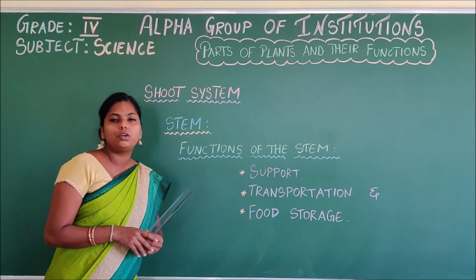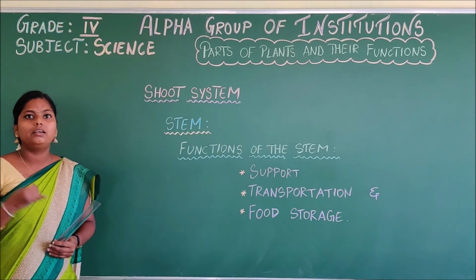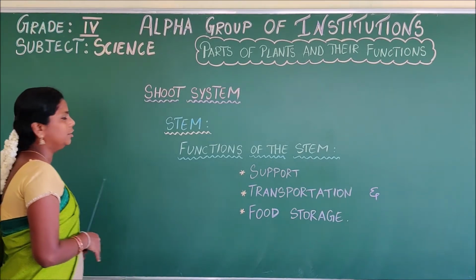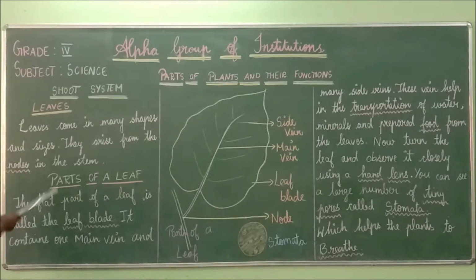So in this class we are going to learn about leaf and flowers, and their functions. In the shoot system, now we are going to see about leaves. Leaves come in many shapes and sizes.